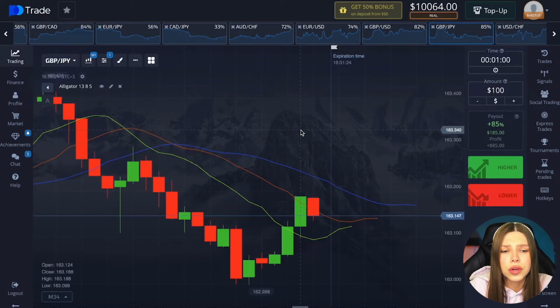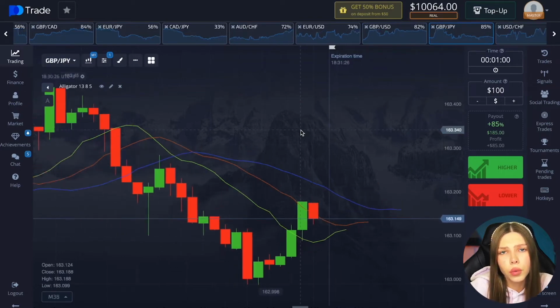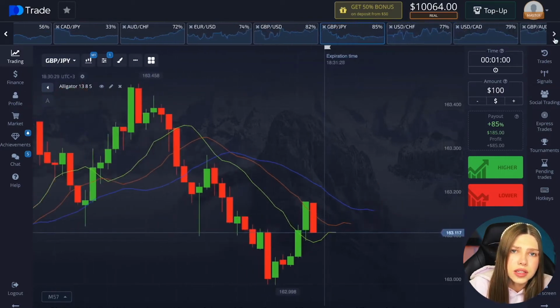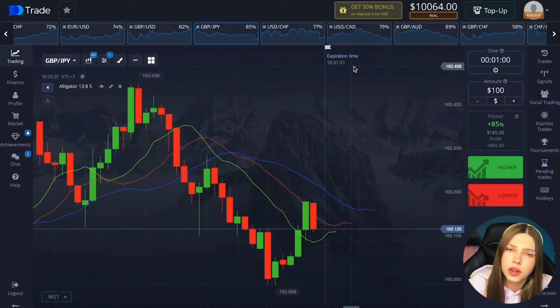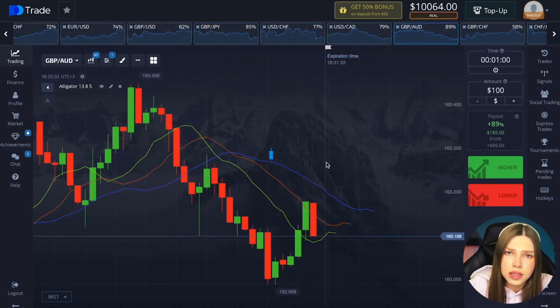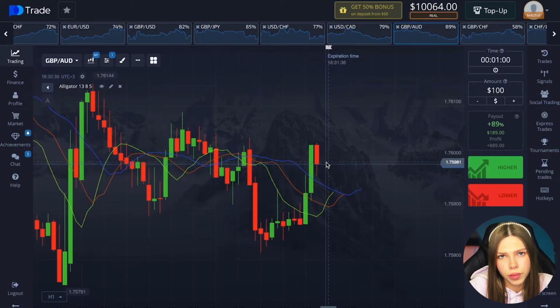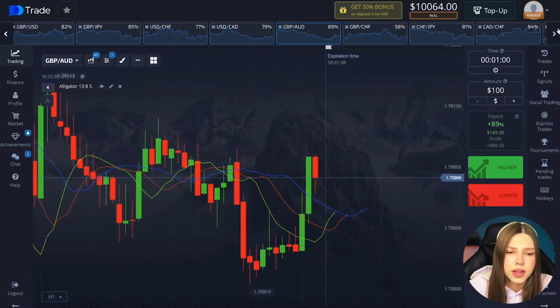So in trading, of course, it does not happen that everything always works for you. That all transactions are successful, there is no indicator that will give you 100% guarantee that they correctly show the movement. Everything can always happen. Let's find another currency pair.